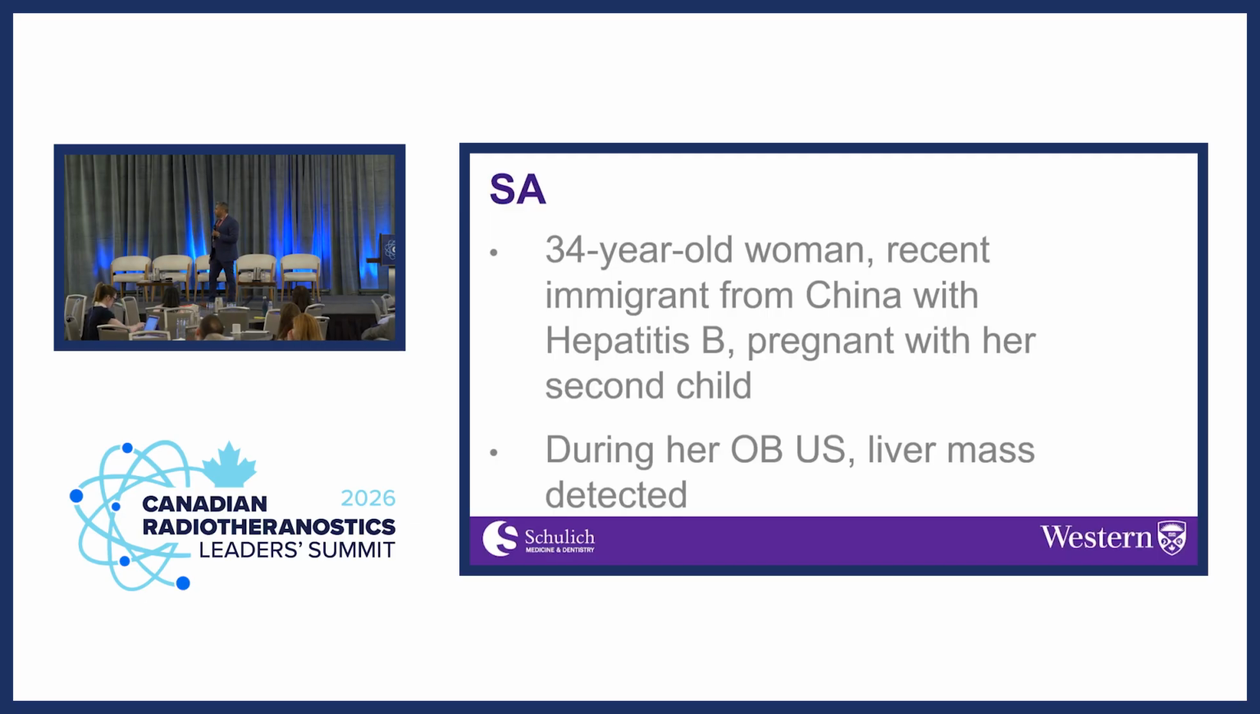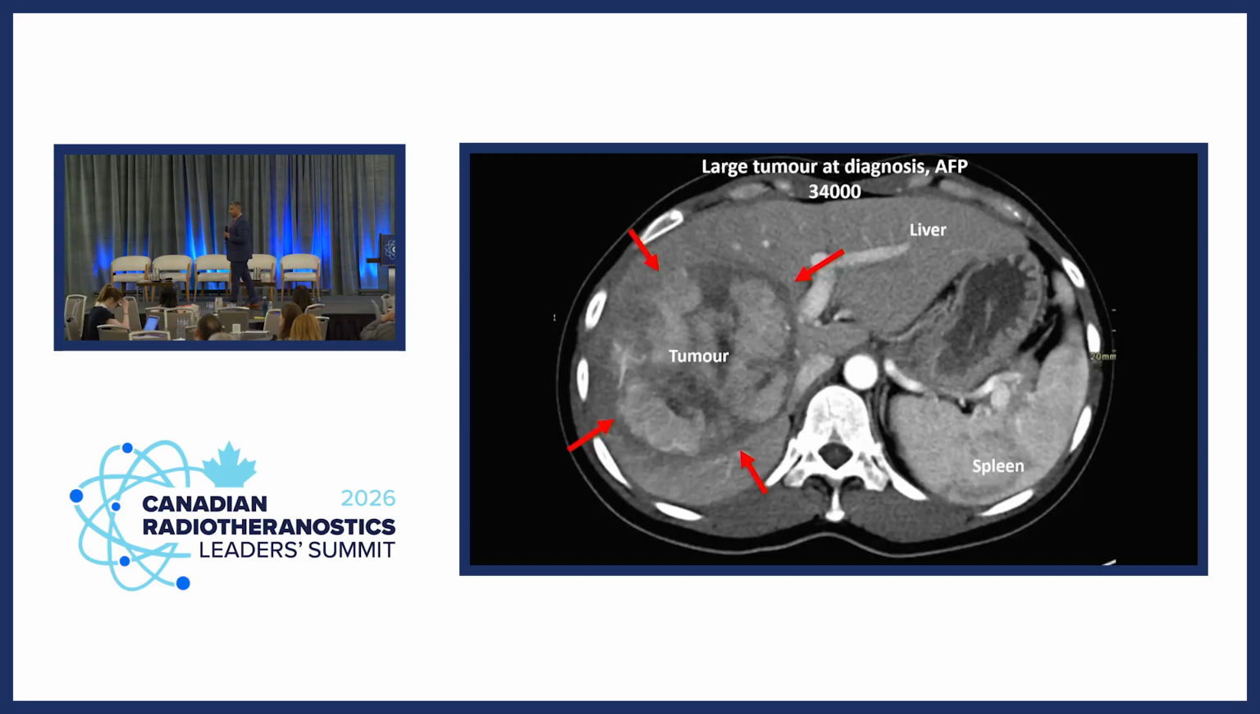So this happened to be a young woman who had immigrated from China and was pregnant. And during her obstetrical ultrasound, the ultrasound technologist discovered something quite ominous. So they were looking at the baby, and sometimes you get a little too high and you get up into the liver, and she saw this huge liver mass on this 34-year-old woman who happened to have hepatitis B. Not cirrhosis, but just a history of hepatitis B.